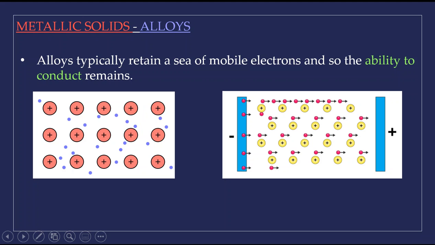Another thing is alloys typically retain the sea of mobile electrons, so the ability to conduct remains. And this is kind of where alloys fall in a gray area. We say alloys are metal mixtures. That means it's a physical change, and you can separate them if you melt them down.